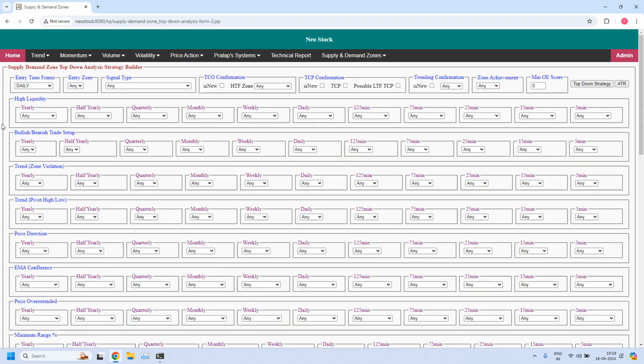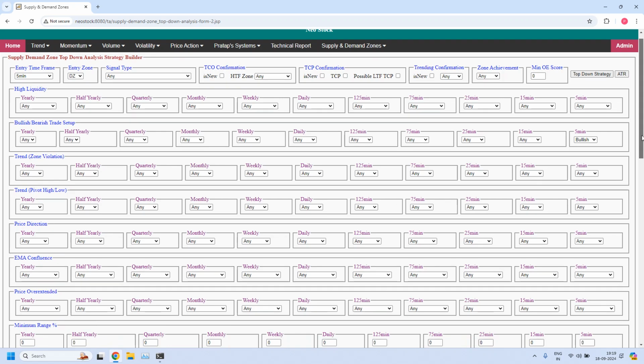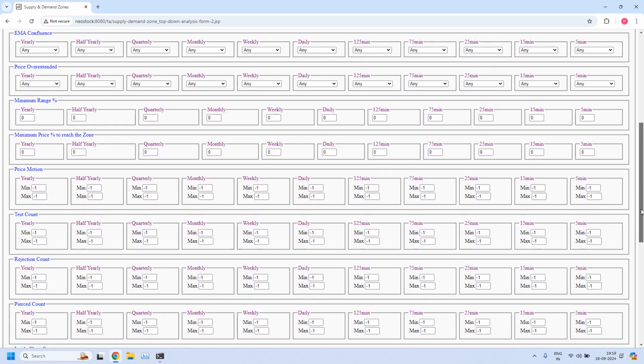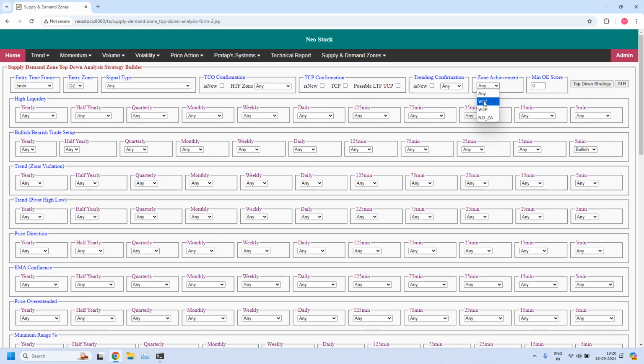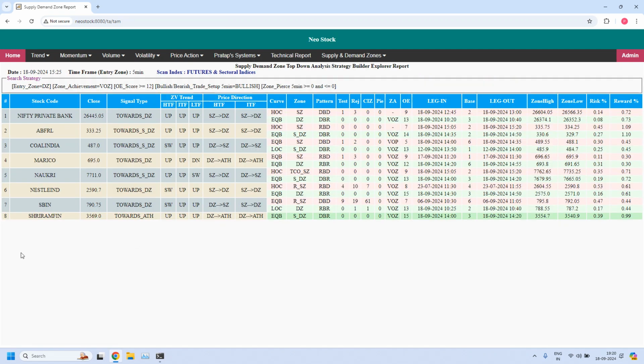Next, hourly income trade, bullish trade setup. Entry time frame is 5 minutes. Entry zone, demand zone, bullish trade setup, and also bullish or bearish trade setup at 5 minutes time frame. I am selecting bullish, and this 5 minutes demand zone should not be pierced. So in the pierced count, 5 minutes time frame, entry zone, minimum value 0, maximum value 0, means the zone is not pierced. Zone achievement is violated opposing zone, minimum odd enhancer score 12. All the 3 filters are applied to the 5 minutes demand zone. Let's verify. 8 stocks are filtered. These 8 stocks are currently supporting bullish trade setup for hourly income trade.